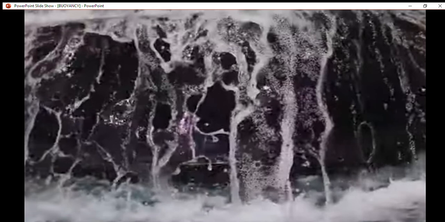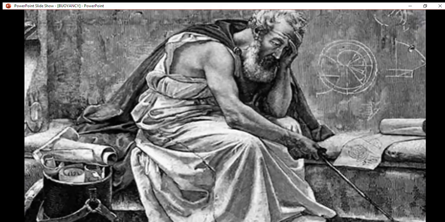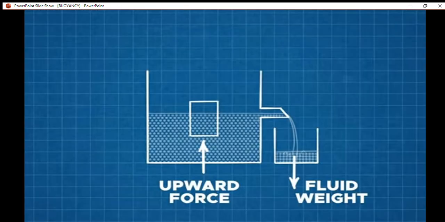That man was Archimedes, and the principle he discovered was named after him, the Archimedes principle. Archimedes' principle states that the upward force exerted on a body immersed in a fluid, whether fully or partially submerged, is equal to the weight of the fluid that the body displaces. That is, the weight of the displaced fluid is equal to the force applied on the body.